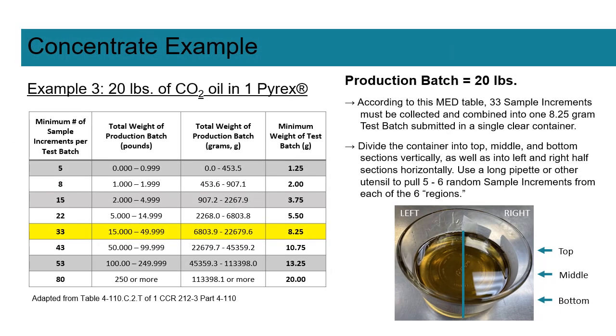Example 3, 20 pounds of CO2 oil in 1 Pyrex. In this example, the production batch is 20 pounds. According to the table, 33 sample increments must be collected and combined into one 8.25 gram test batch submitted in a single clear container. Divide the Pyrex into top, middle, and bottom sections vertically, as well as into left and right half sections horizontally. Use a long pipette or other utensil to pull 5 to 6 random sample increments from each of the 6 regions.